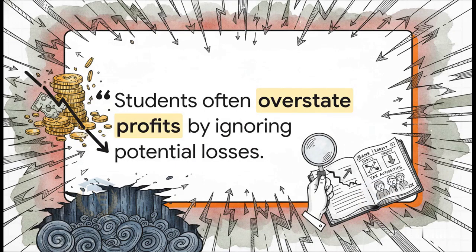Here is a fatal error I see over and over again. Students often violate the prudence concept by just ignoring potential losses. Doing this completely distorts financial transparency. Prudence basically means you never anticipate a profit, but you always account for a probable loss.